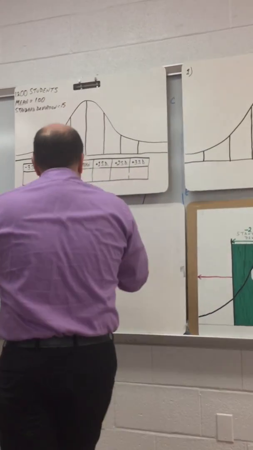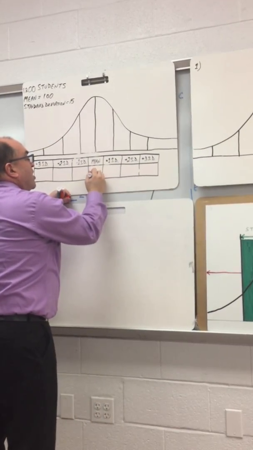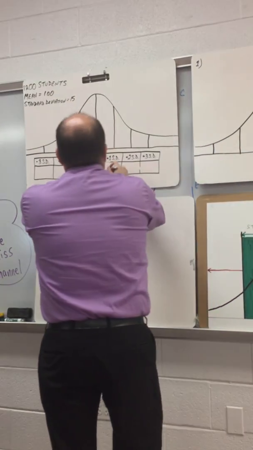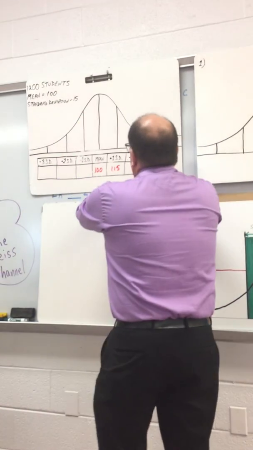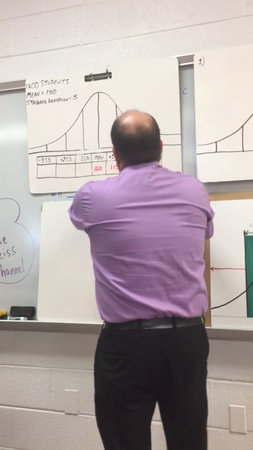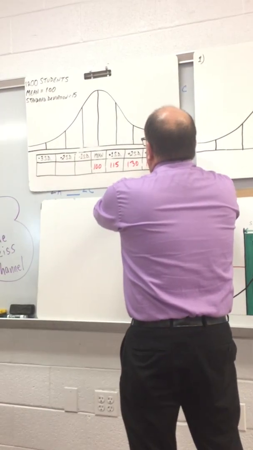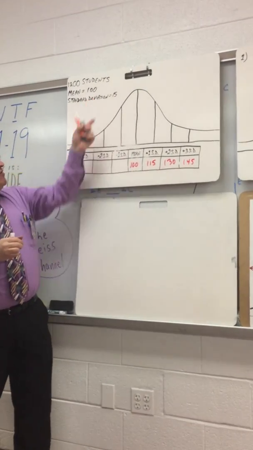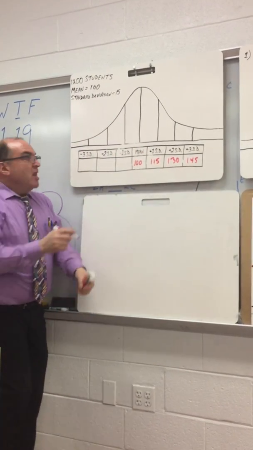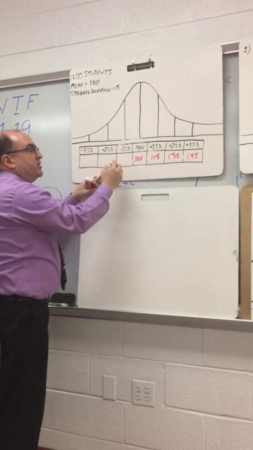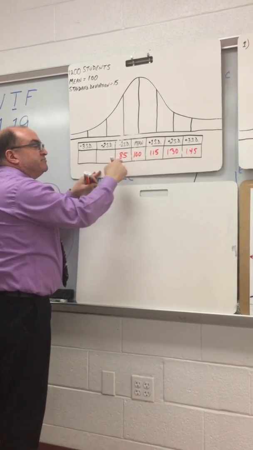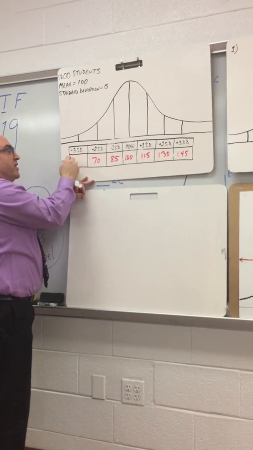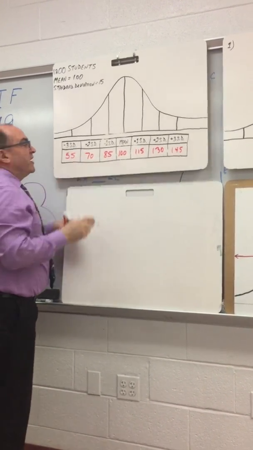What's the mean? 100. What's plus 1 standard deviation? 115. Plus 2 is 130. Plus 3 is 145. How do we get that? We added 15, the standard deviation, to each one. What's minus 1 standard deviation? 85. That's minus 15. Minus another 15, you got 70. And this one is 55. Okay?